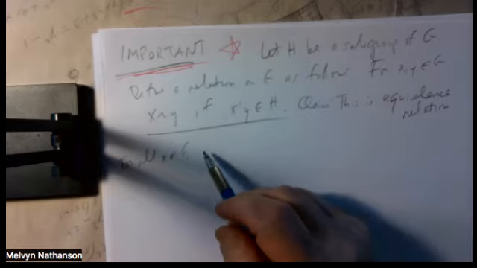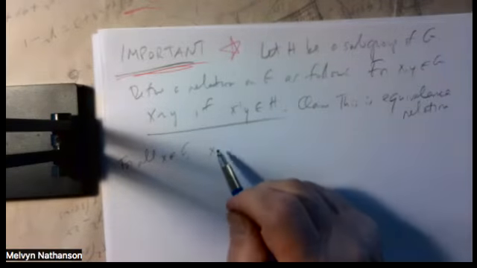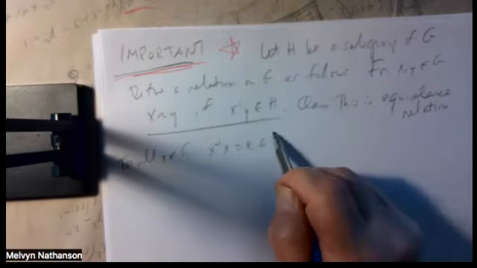Why is that? Well, first of all, for all x in the group, x inverse x, the identity, is in H, because every subgroup contains the identity. So every x is related to itself. That means this relation is what is called reflexive.